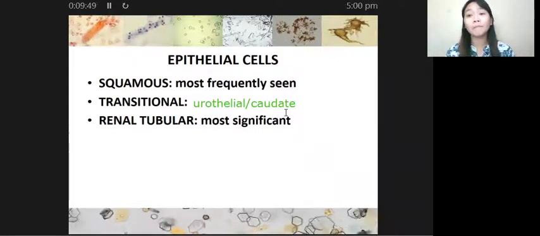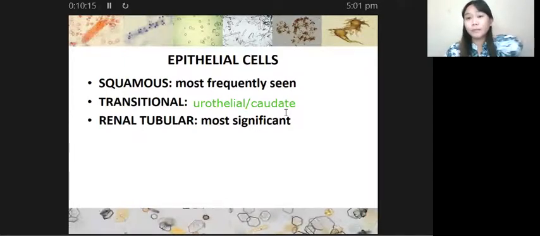So there may be a condition or a disease that is causing a faster exfoliation or desquamation of your epithelial lining. That is why transitional cells are present in high numbers. Okay, got it? Alright, and then next we have your renal tubular epithelial cells.